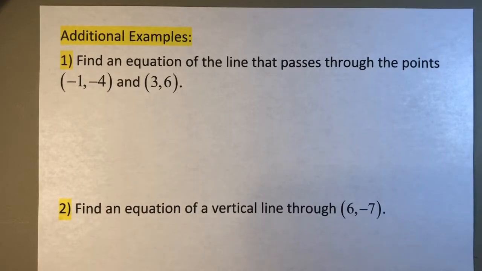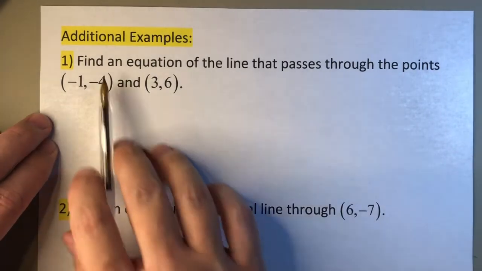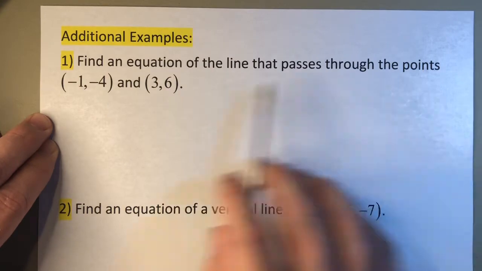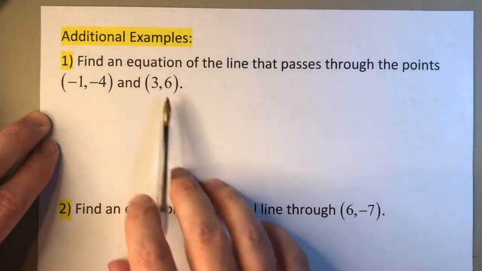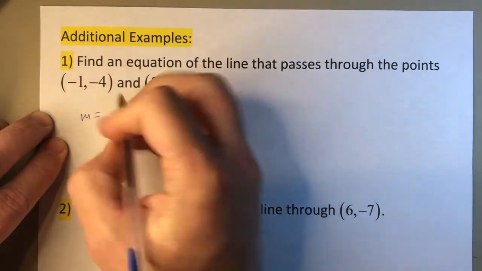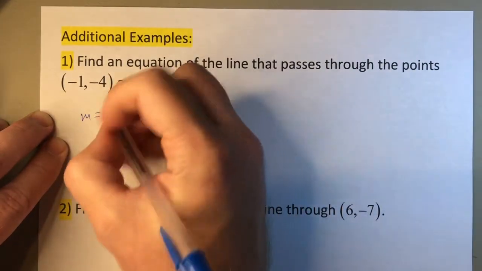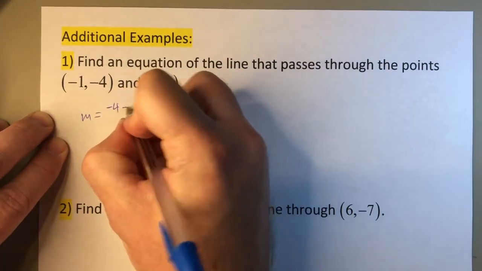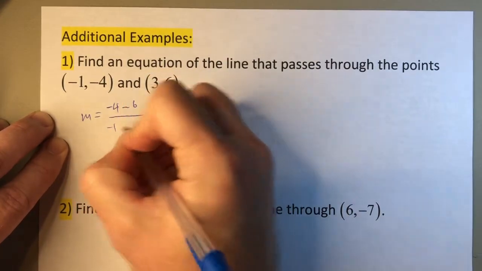Okay, let's look at 4 more examples. Example number 1, find an equation of a line that passes through the points -1, -4, and 3, 6. So the first thing I'm going to do is determine the slope of the line going through these 2 points. So difference of the y's over difference of the x's.